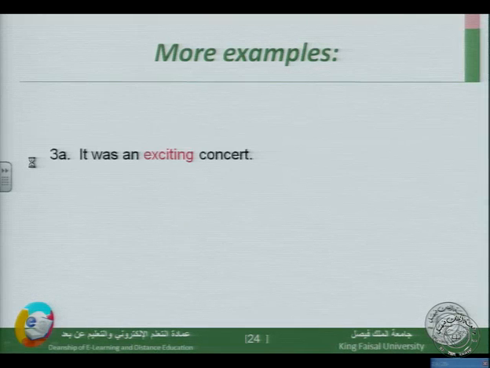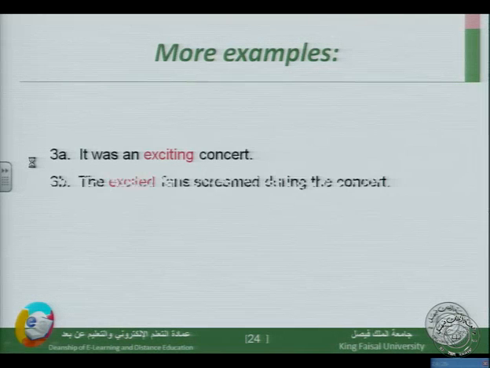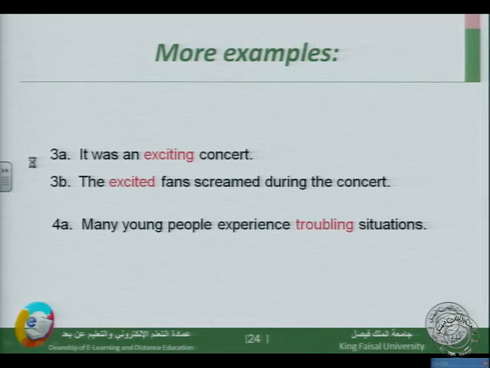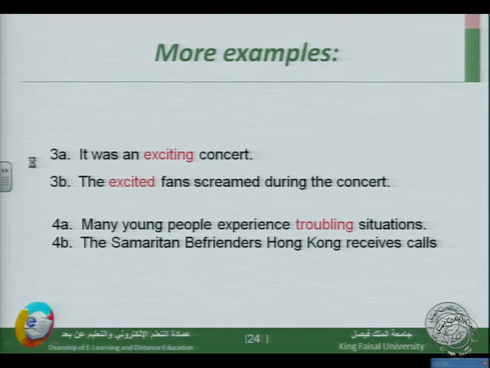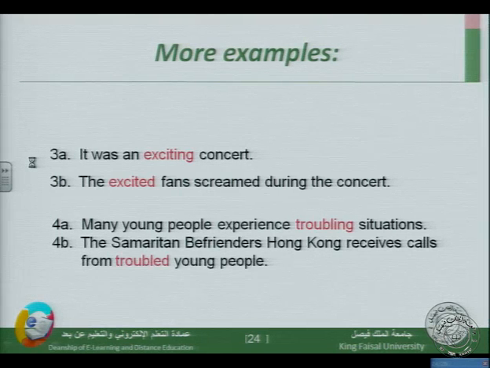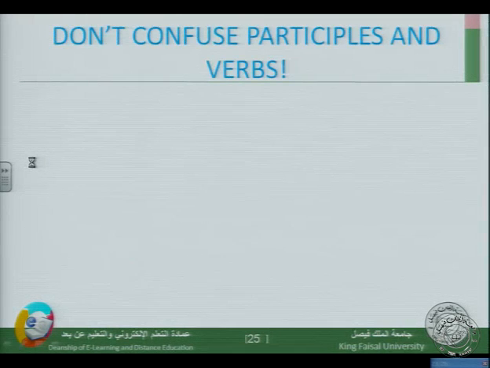And here we have more examples. It was an exciting concert. The excited fans screamed during the concert. Many young people experienced troubling situations, and the Samaritan Befrienders Hong Kong receives calls from troubled young people. So all of these are examples using the past and present participles. Please try to understand the difference again with these examples as I have shown you in the previous slide.